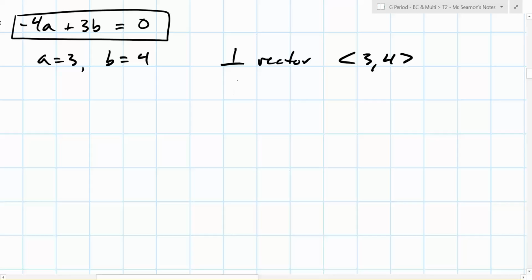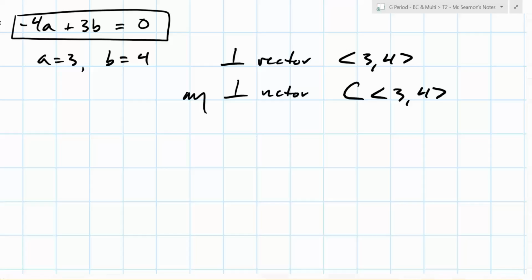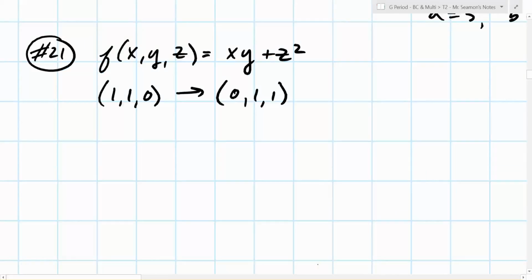So what's the representation of any perpendicular vector? We'll call it c times 3, 4, right? Any scalar multiple of 3, 4, when you dot it by the other one, will come out to be 0. So therefore it has to be perpendicular, and perpendicular to the grad means the rate of change is 0. That's it. Does that make sense?